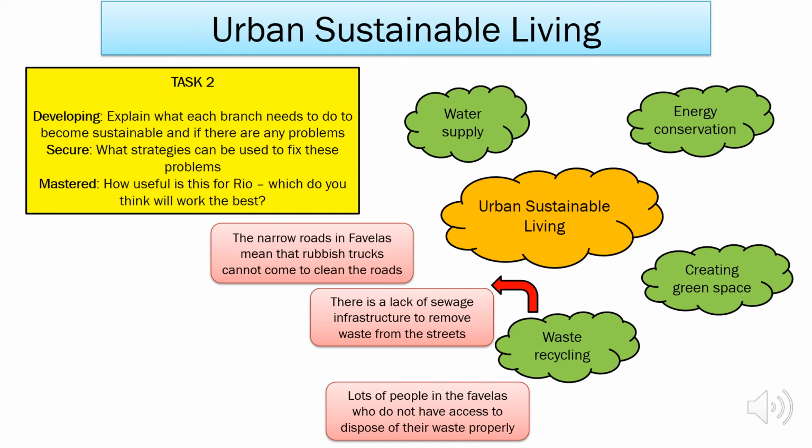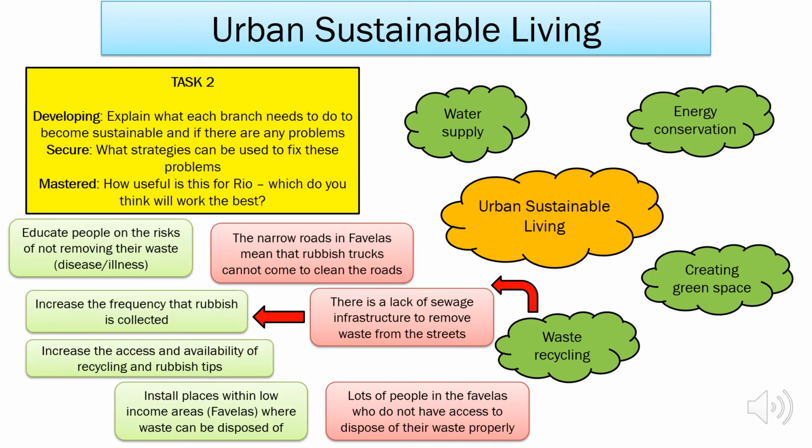Then Secure, what strategies can we use to fix these problems? So this could be educating people on the risk of not removing their waste, so the increase of disease and illness. Also, increase the frequency that rubbish is collected, so having more trucks coming up and collecting rubbish. Increasing the access and availability of recycling rubbish tips and making more of these available in the city or favelas. And finally, the government can install places within low-income areas, so favelas, where waste can be disposed of. So use the link on Class Charts to help you fill out this mind map and upload your finished work onto Class Charts.